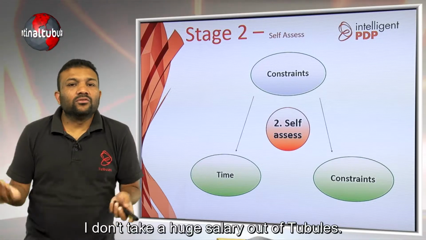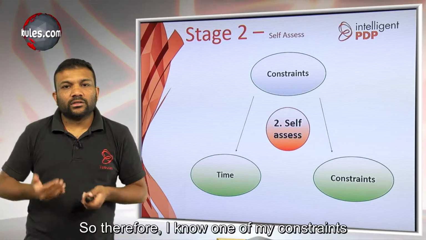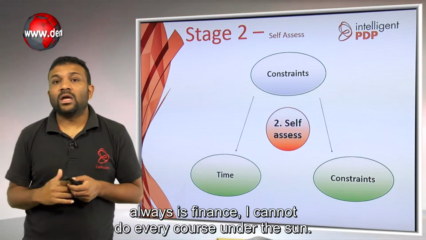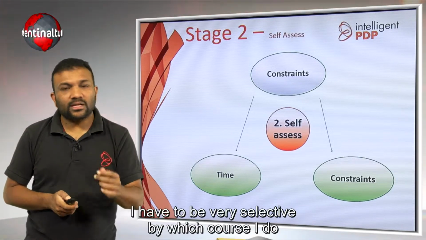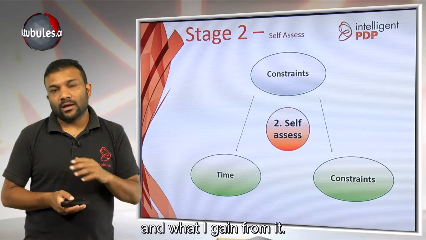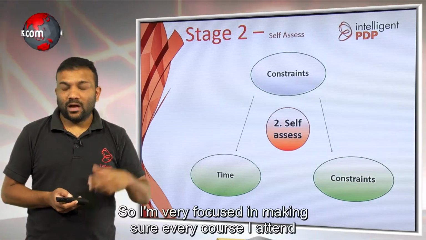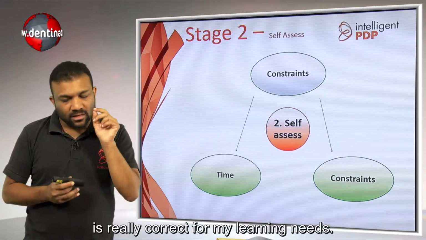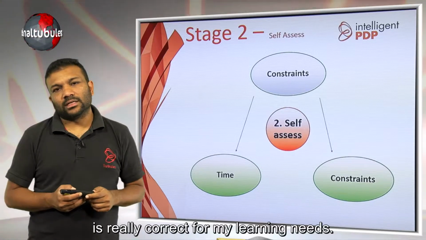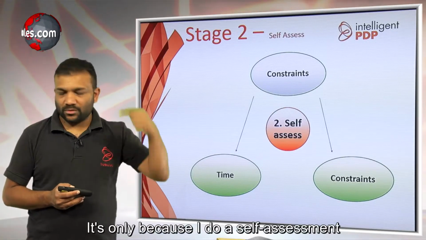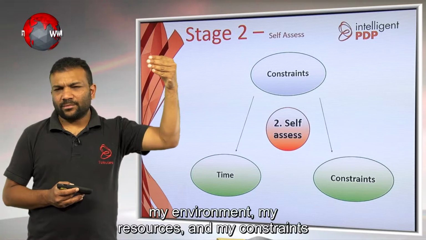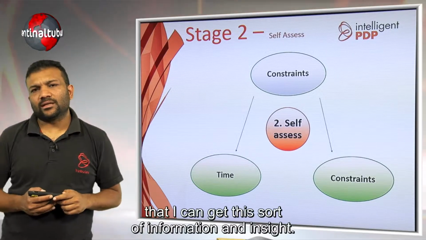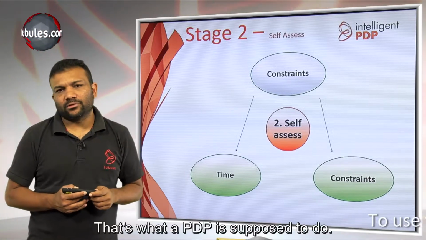I don't take a huge salary out of Tubules. So therefore, I know one of my constraints always is finance. I cannot do every course under the sun. I have to be very selective about which course I do and what I gain from it. So I'm very focused in making sure every course I attend is really correct for my learning needs. It's only because I do a self-assessment of my patient population, my environment, my resources and my constraints that I can get this sort of information and insight. That's what a PDP is supposed to do.